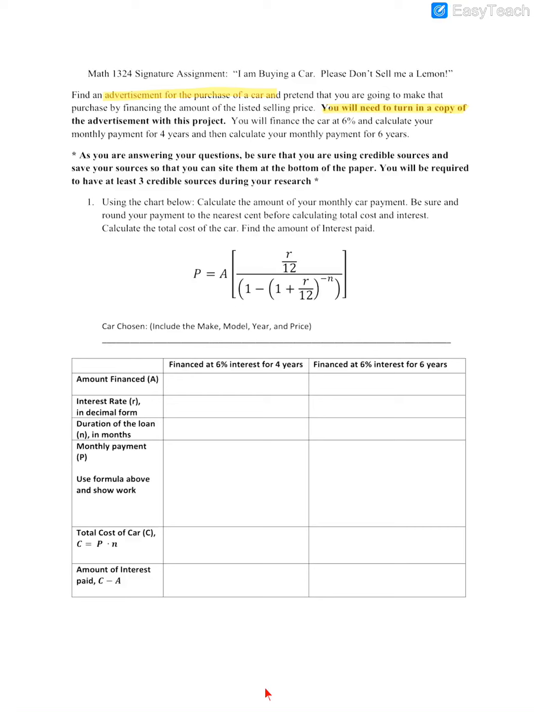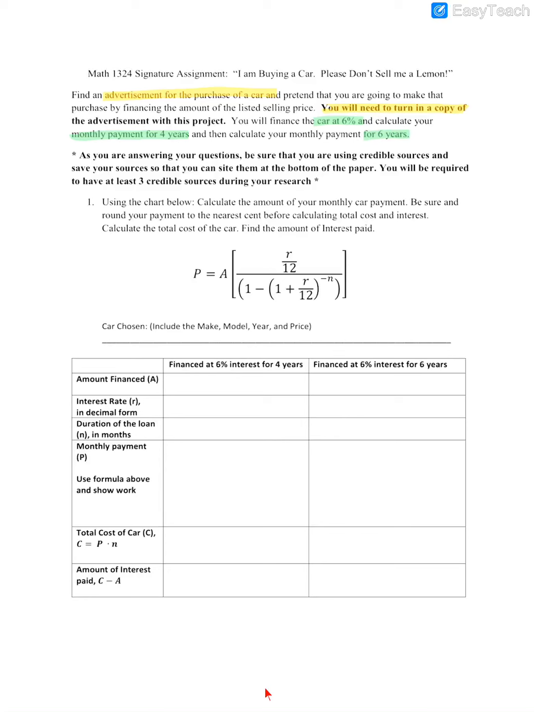So we're going to ask that you pretend like you're going to finance the car at 6%, so that is your rate, and you're going to calculate a monthly payment for 4 years. So N is your number of years. And then we're going to also have you calculate what it would be for 6 years.